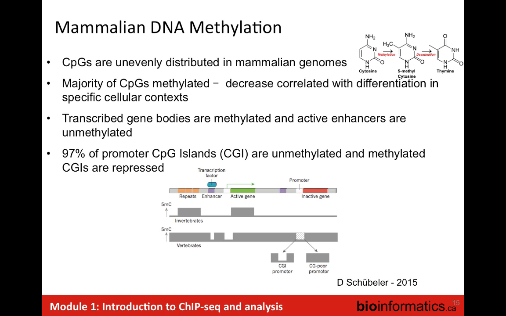And of course, work out of the Human Epigenome Consortium, including the Roadmap Project and ENCODE and many others, and including work of Dirk's, has shown that active enhancers tend to be hypomethylated. So transcribed gene bodies are methylated, active enhancers tend to be hypomethylated or unmethylated, and people are now using this as a way of defining regulatory states. And as I said, CpG islands tend to be unmethylated.